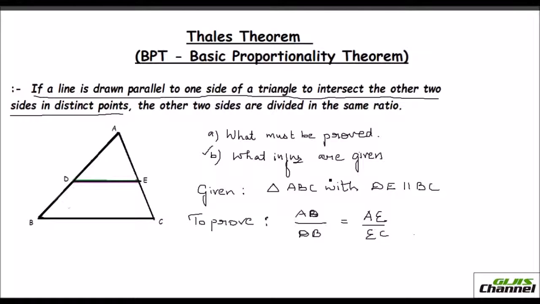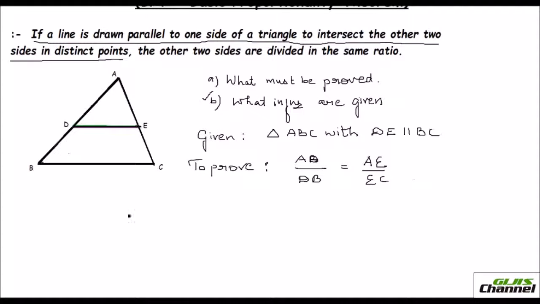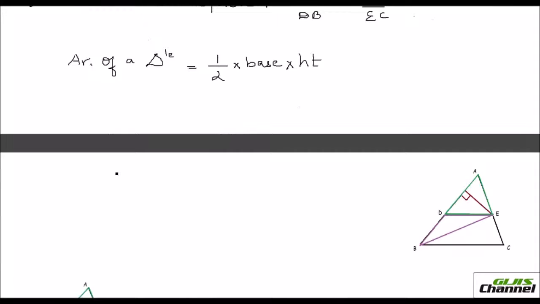Now for this proof, let us use the area of a triangle formula. So what is the area of a triangle? Half base times height. We use this to compare the ratio of the lengths needed in this proof. So we are going to use the area of a triangle to compare the lengths of the sides. We'll go to the next picture here.